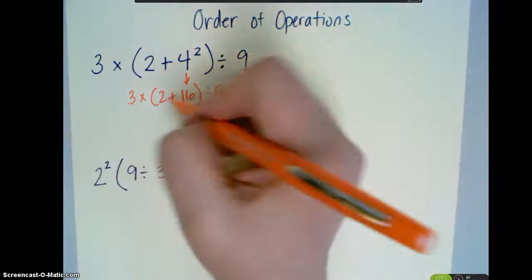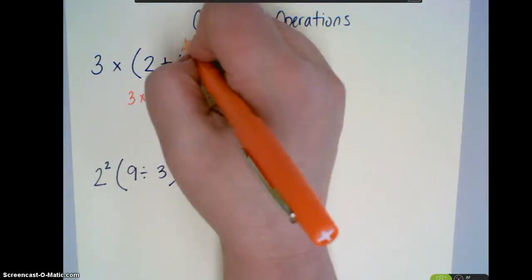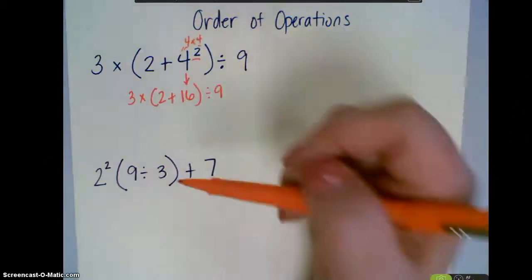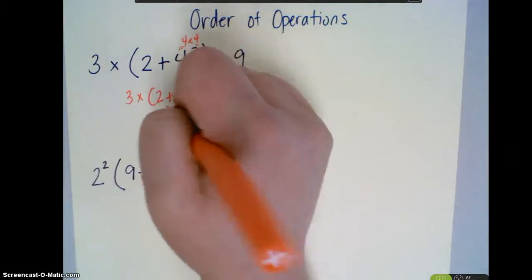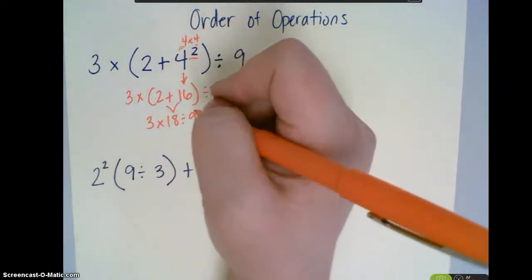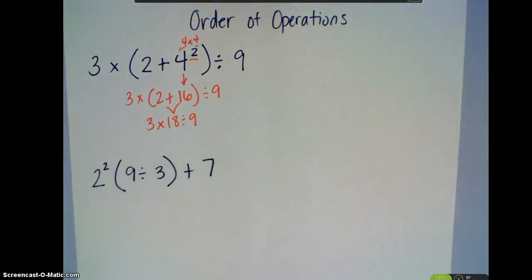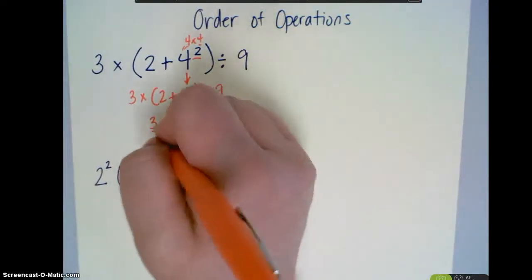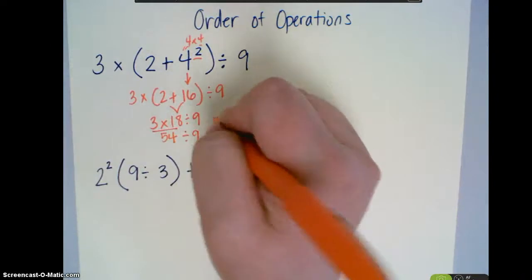So now I have 2, and I got 16 by doing 4 times 4, because that's how I do my exponents. It's the base, however many times the exponent says, so 1, 2 times. 2 plus 16 is 18, so now my parentheses are gone, and I'm left with 3 times 18 divided by 9. Okay, now this is where that step of multiply divide comes in, because I'm going to multiply first, because it comes first in my problem. 3 times 18 is 54, and then 54 divided by 9 is equal to 6, which is my answer to that problem.